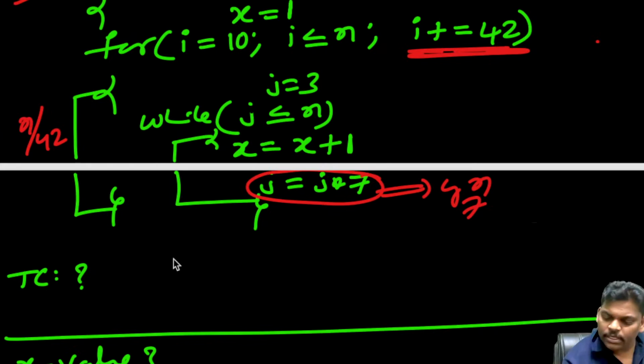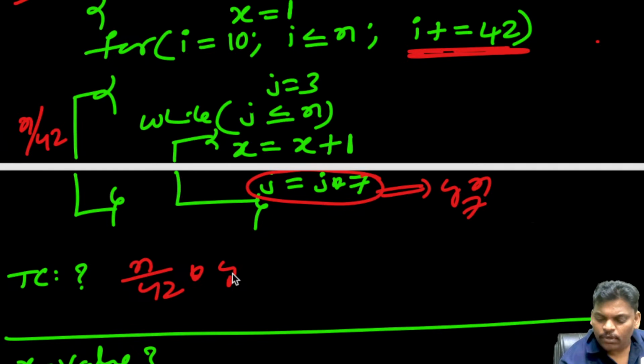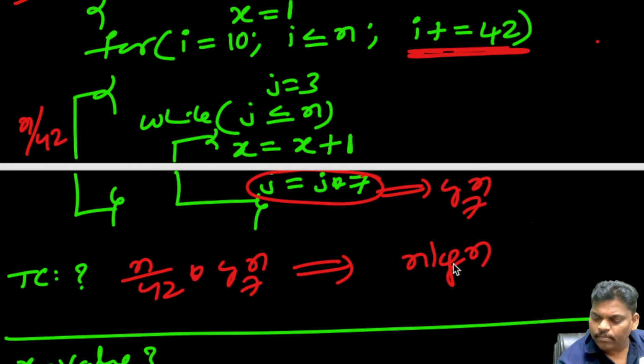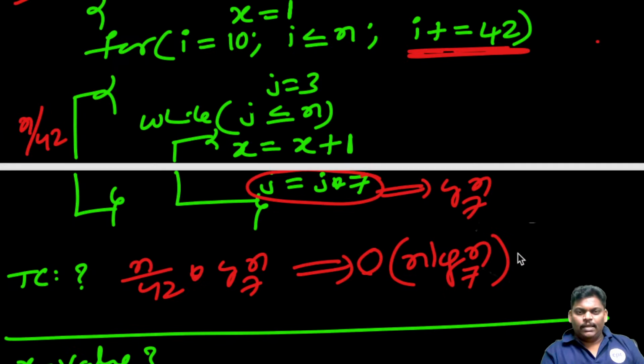So for time complexity, because there is no dependency between i and j, the inner loop has no dependency. So time complexity is n by 42 into log n base 7, which is nothing but, forgetting the constant, n log n base 7. Time complexity became n log n base 7.